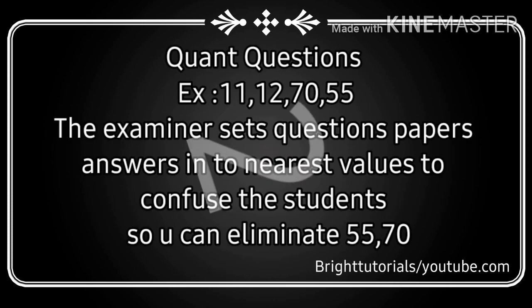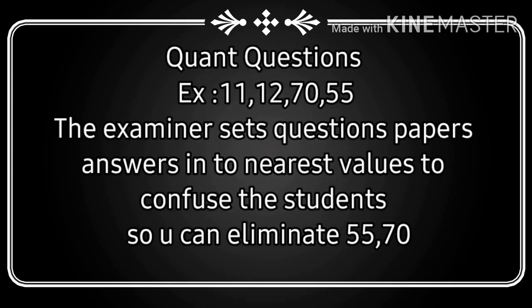Let's start with trick number 2, quant questions. For example, the given options of a question are 11, 12, 70 and 55. The examiner who creates the question paper will set the answers to the nearest value. So you can directly eliminate the options 55 and 70 and choose any one option from 11 and 12. Like this you can make the probability of the answer being correct 50%.